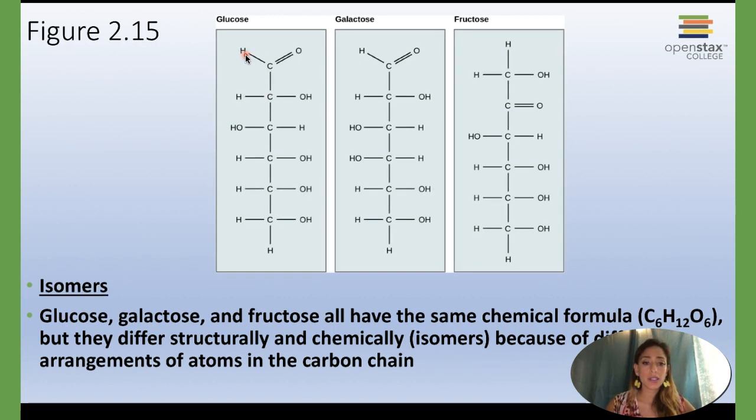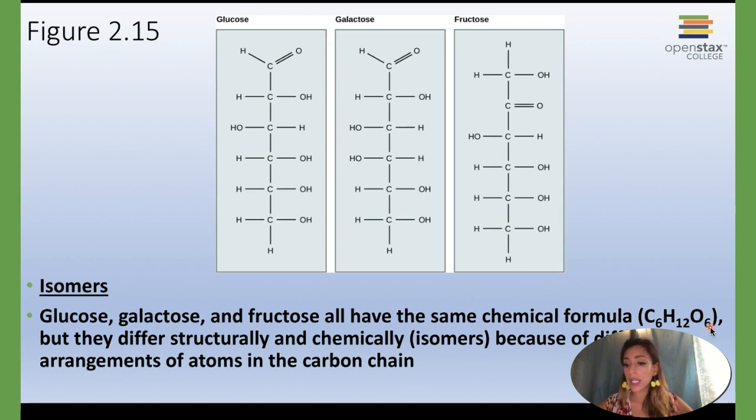Let's count how many oxygens. I'll start on the left side right here so I don't get confused again. So oxygen. 1, 2, 3, 4, 5, 6 oxygen. And I'll start on the left side again. 1, 2, 3, 4, 5, 6, and same thing, 1, 2, 3, 4, 5, 6. So they all have the same chemical formula, C6H12O6.